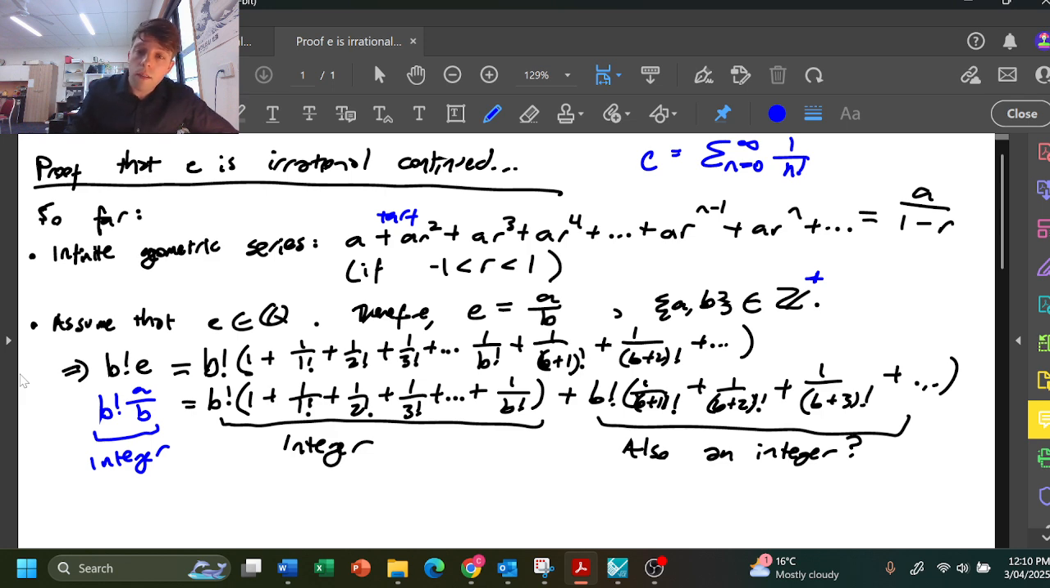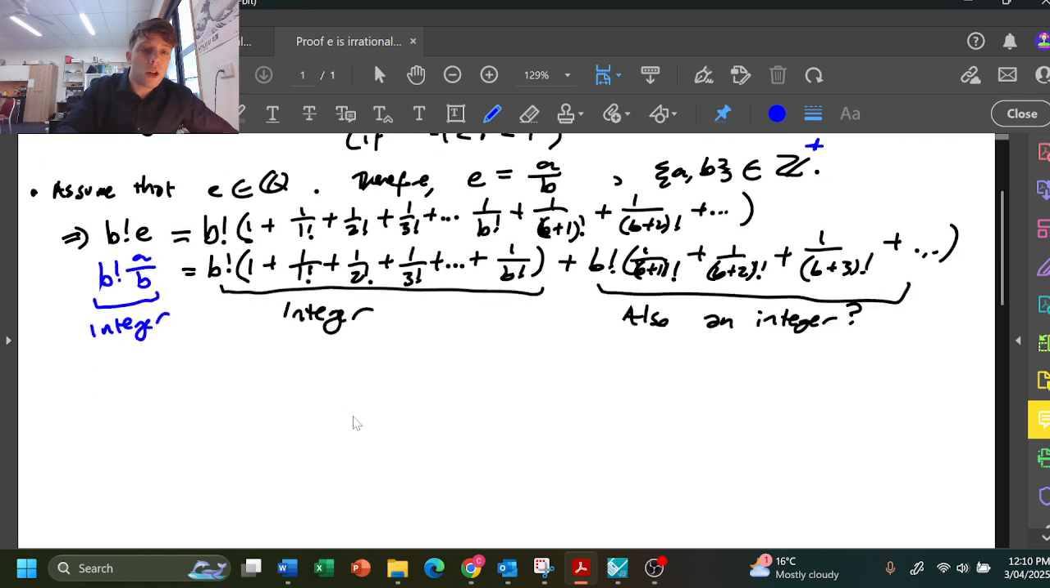So let's now focus on this second part of the summation. So we're going to consider this part here, okay? The second part of our formulation here. So let's take that thing. And remember, our entire proof relies on this being an integer.